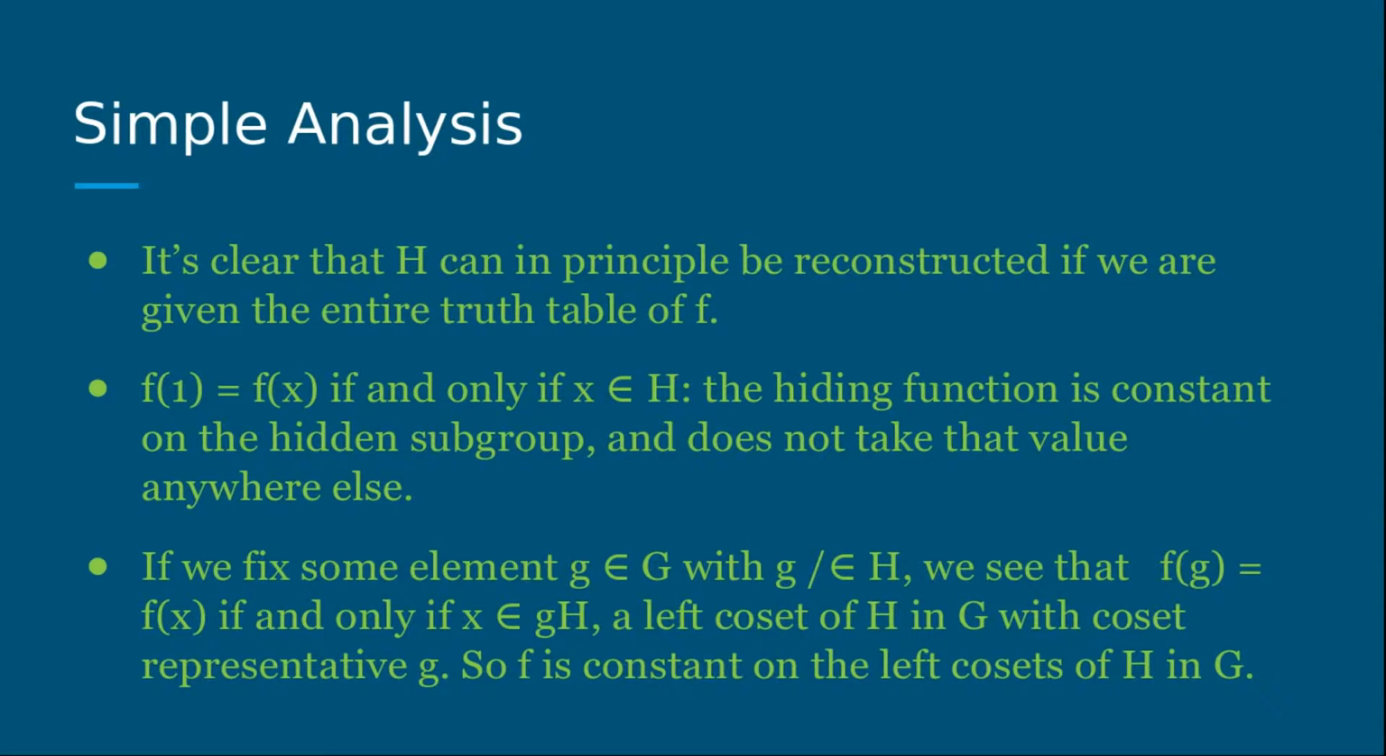We'll do some simple analysis. If we can build the entire truth table of f, which is possible, then in principle H can be reconstructed easily, but that would be time consuming and not practical. If we fix some element small g of the group capital G which doesn't belong to the subgroup H, then f(g) equals f(x) if and only if x belongs to gH, that is the left coset of H in G with coset representative g.